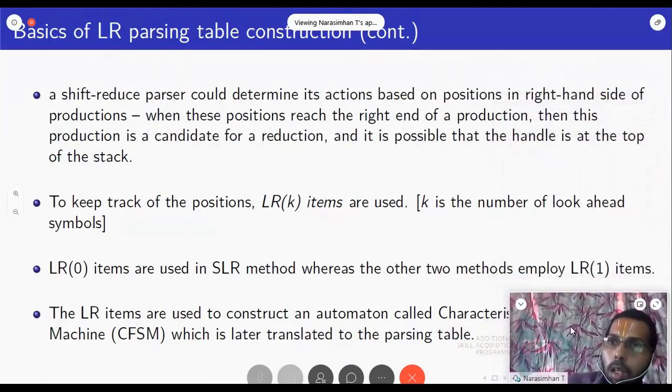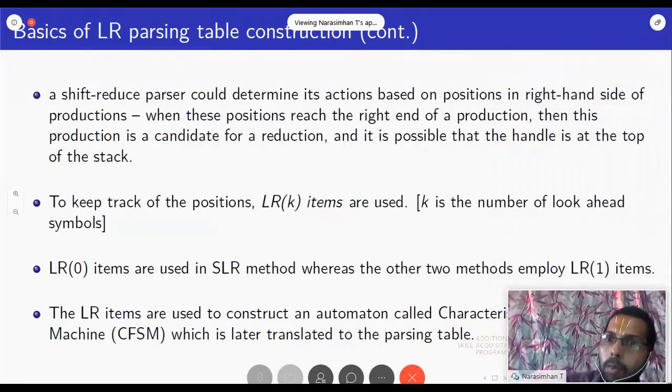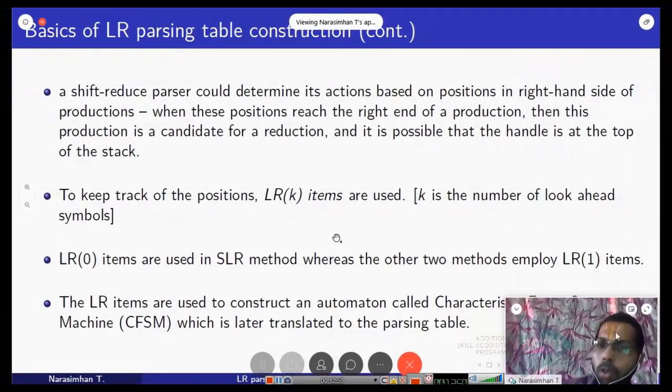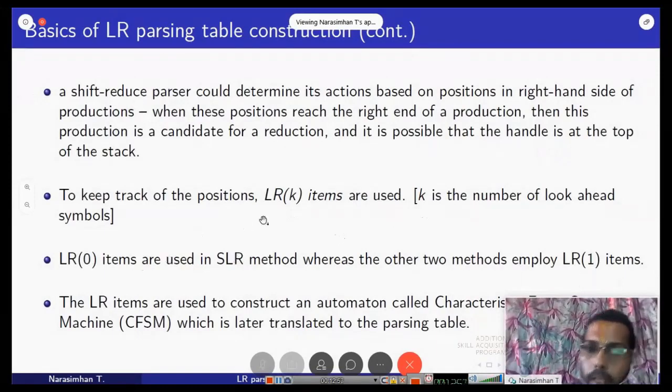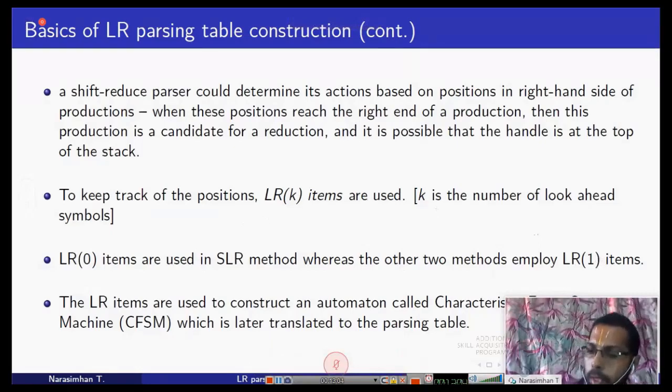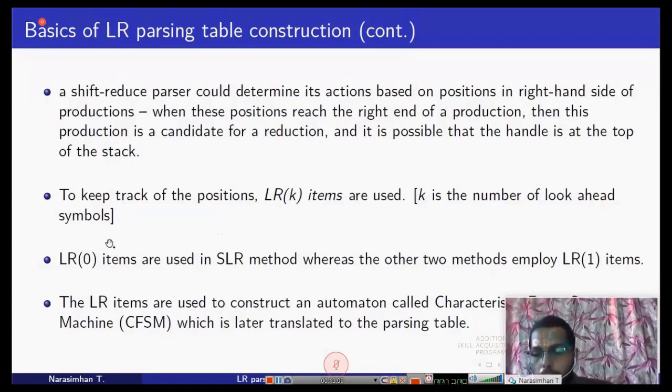And for maintaining the positions in the right hand side, we will be using the concept of LRK items. As usual, K is the number of look-ahead symbols, and K could be 0 or 1. If it is 0, we call it LR0 items. If it is 1, we call it LR1 items. And as I told earlier, we have three methods of table construction: SLR, CLR, and LALR. The SLR method uses the LR0 items, whereas the other two methods use the LR1 items.